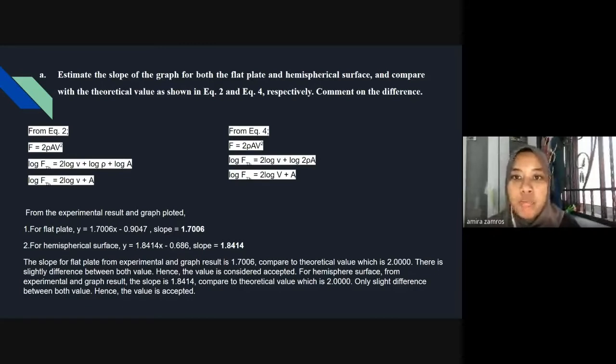And also the same for the hemispherical surface, which has a slight difference from the theoretical value. The experimental graph result we got is 1.8414, while the theoretical value is 2. So the value is still accepted.